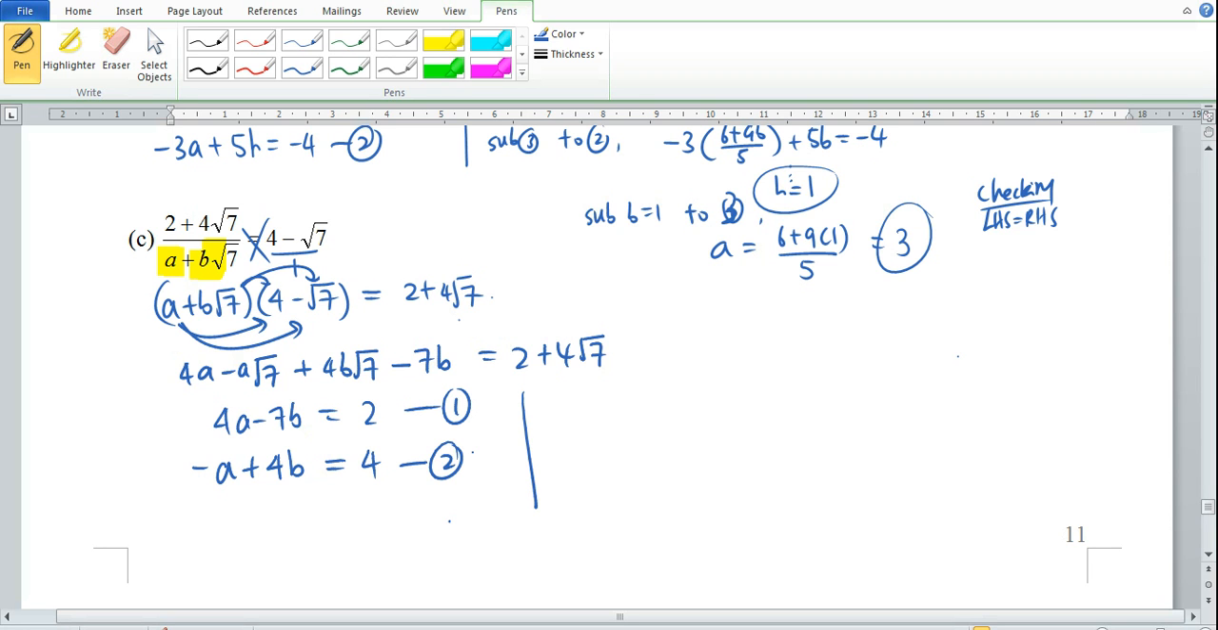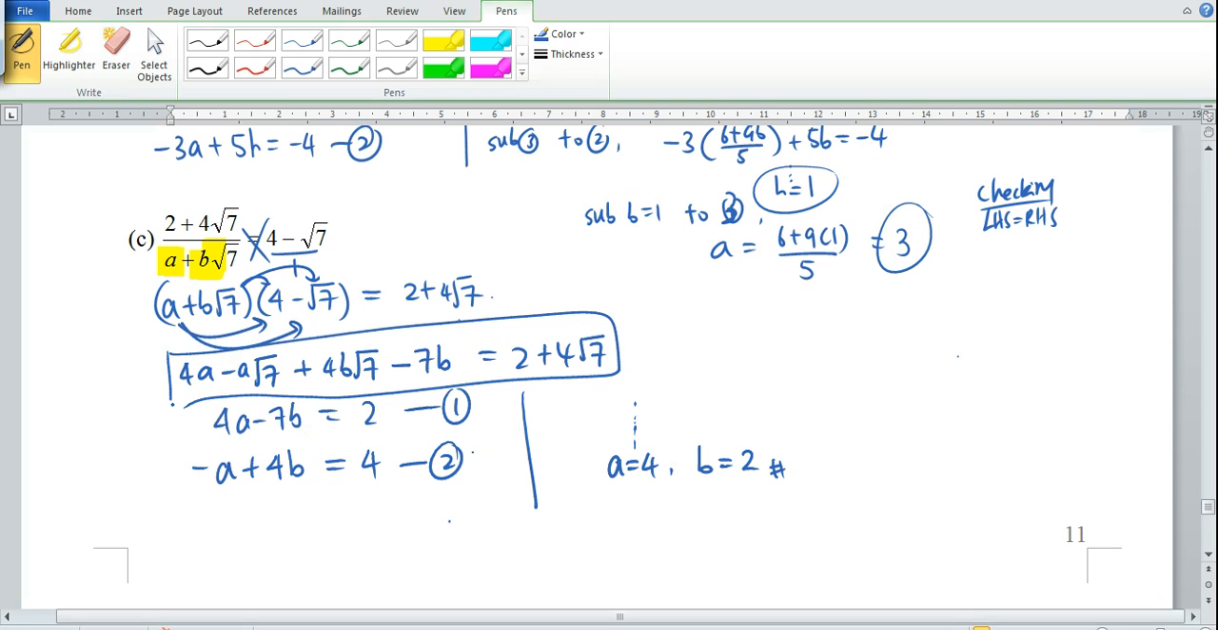So if I were to solve this, please do a simultaneous, and you're going to get a equal to 4 and b is equal to 2. I'm just going to give you the final answers here. You can do your own simultaneous at your own time, but the procedures are about the same. The main idea is just to simplify until you are ready to make a comparison on the left and the right hand side.